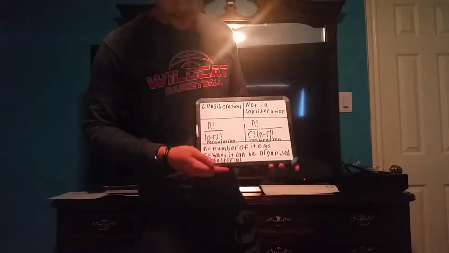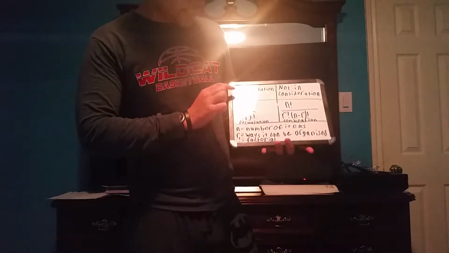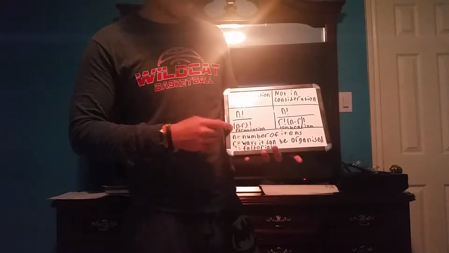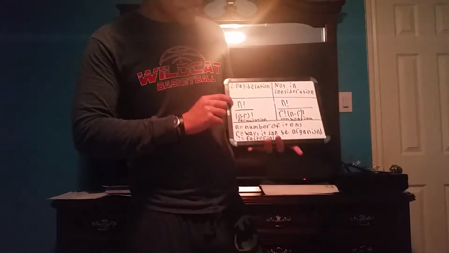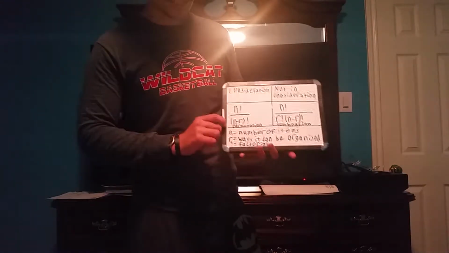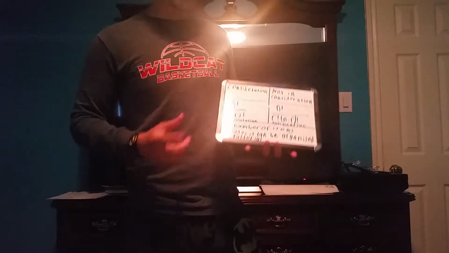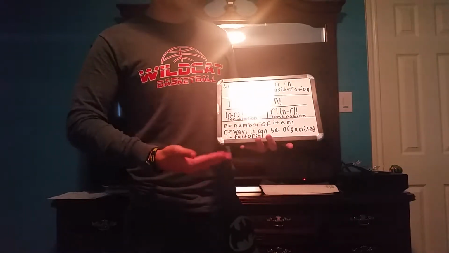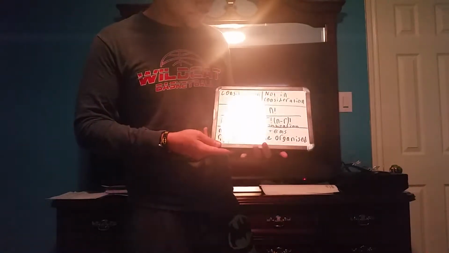So, here I have a little chart that shows the difference between the two. When order is in consideration, that is a permutation. For a permutation, the equation is n factorial, that's what the exclamation mark is, over n minus r factorial. An easy, simple equation to help you know what to do.